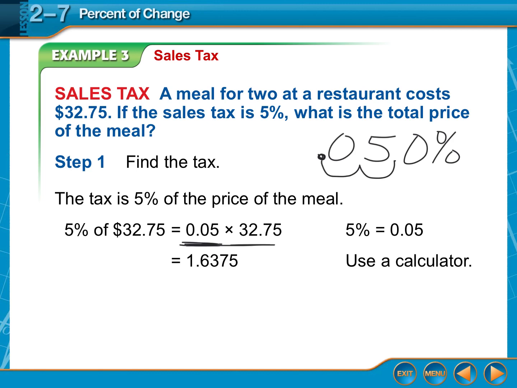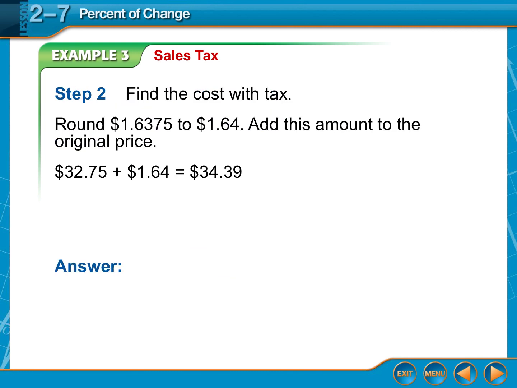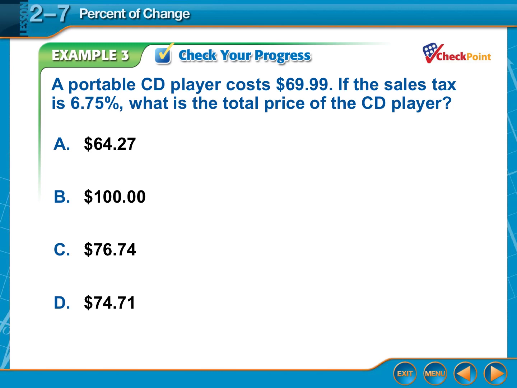And then you multiply by the price. And then your tax is this. Okay? So we found the tax. Now we have to add it to the original price to find the total. Okay, so let's try it. Here, a portable CD player costs $69.99. If the sales tax is 6.75%, what is the total price?